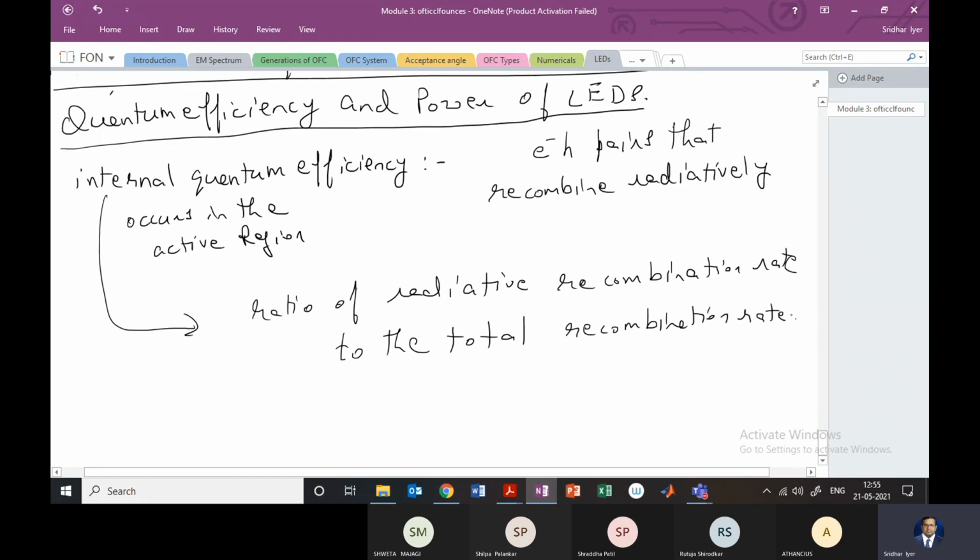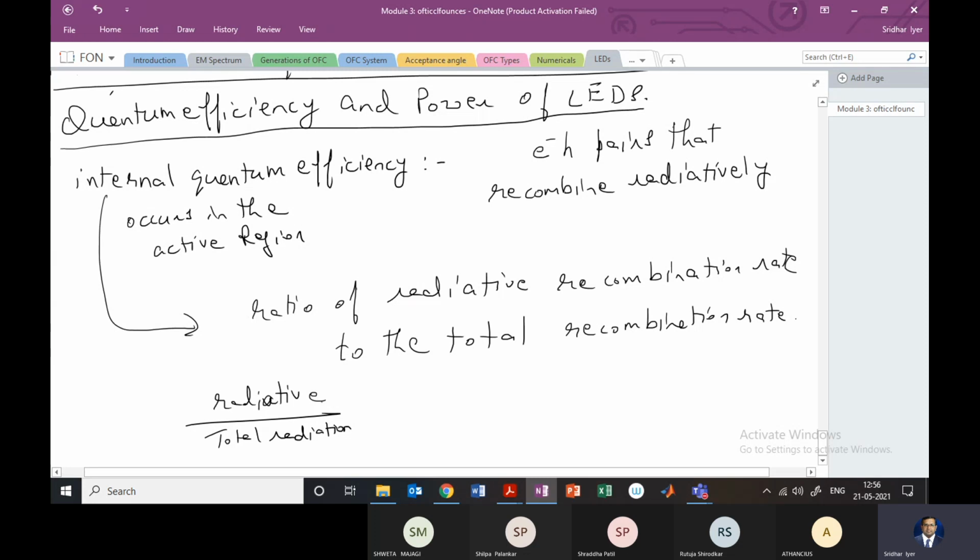This definition implies that apart from radiative recombination, there is some other kind of recombination also occurring, right? So this ratio basically is radiative divided by total radiation, right? So how much light has been generated divided by the total radiation. This could be light plus something else, that is light plus no light, if we want to understand it that way, right? So that ratio is going to be the internal quantum efficiency, right?